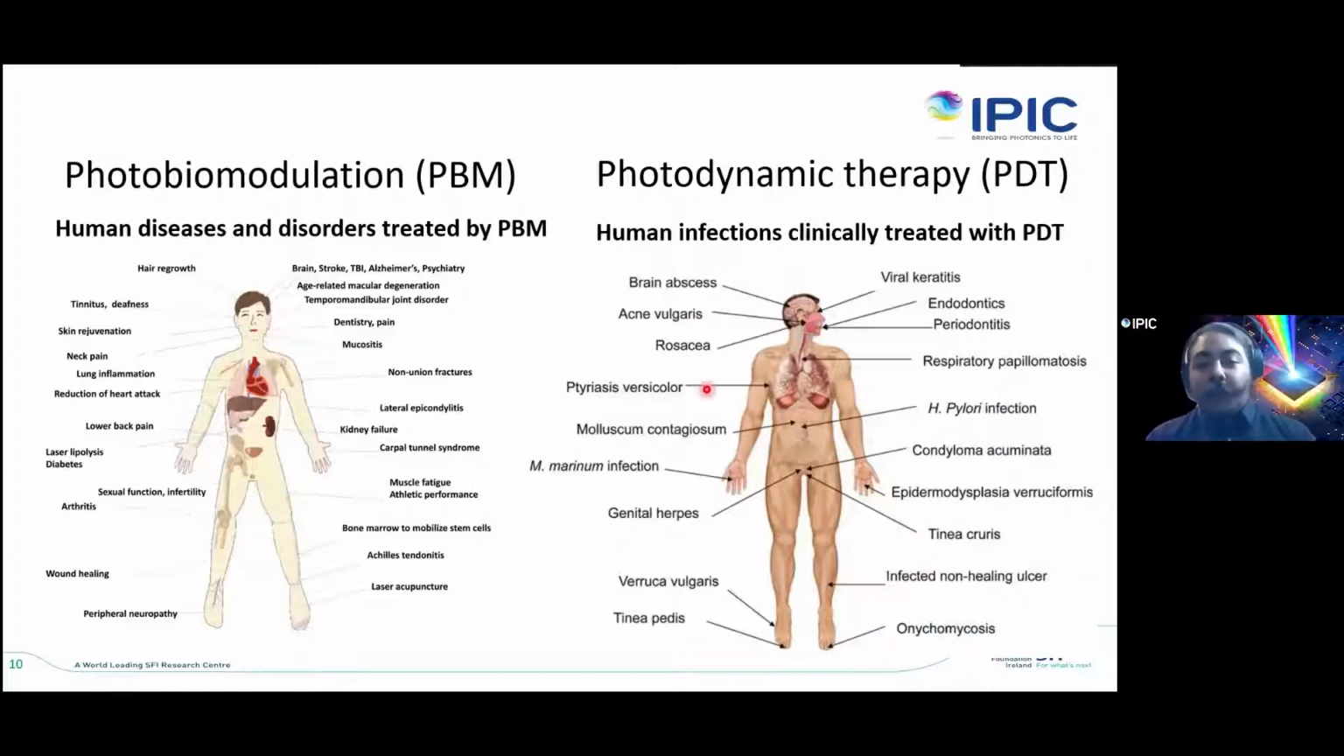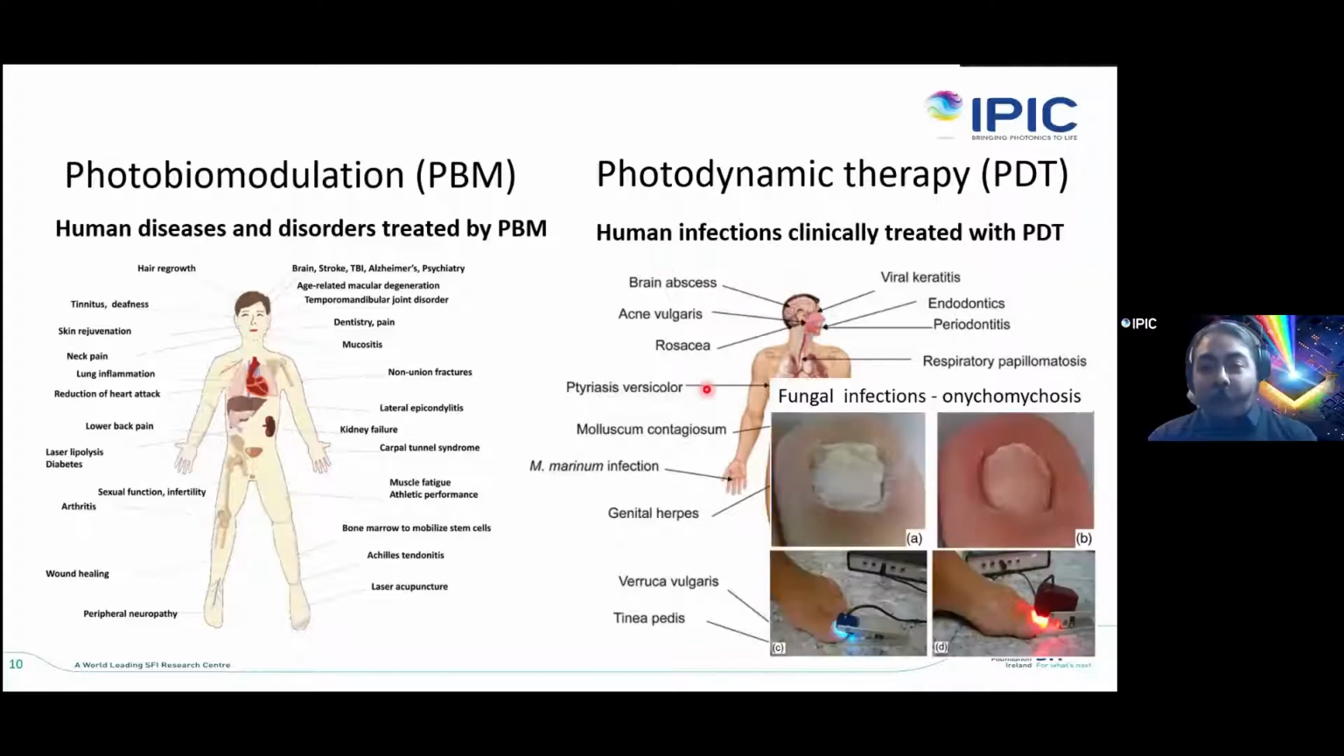And just to give you an example of what it looks like. If we see a fungal infection in a nail, this is what it looks like before, and after the treatment, we can completely get rid of the fungi that are infecting this nail. So the results are amazing, and there are several successful technologies, not only with photodynamic therapy.